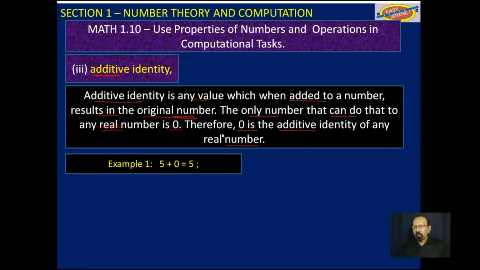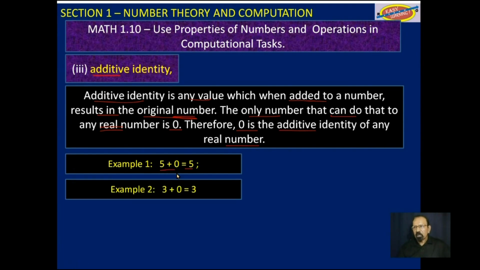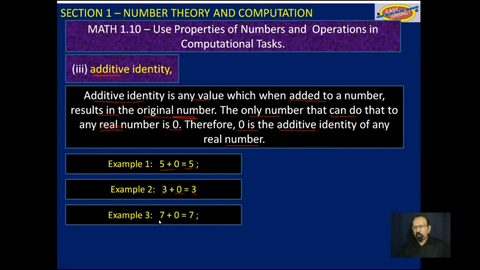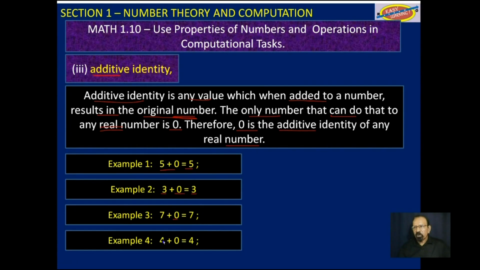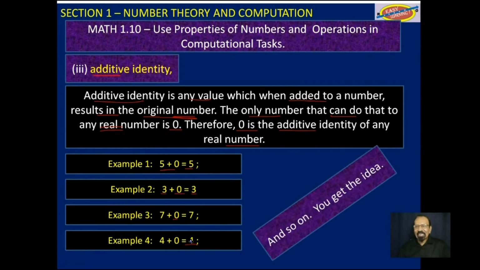You know this already. 5 plus 0 is equal to 5. 3 plus 0 is equal to 3. 7 plus 0 is equal to 7. 4 plus 0 is equal to 4. And so on. You get the idea? Additive identity is fairly easy to understand and to recognize.